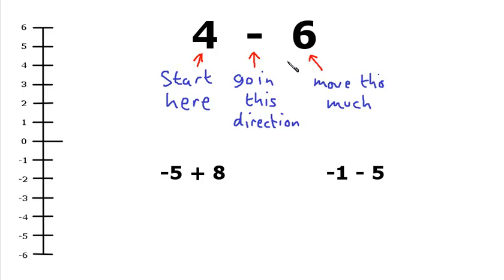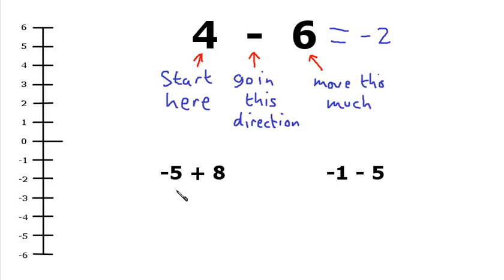So for this question, we're starting at +4, we're going down because it's a negative, and we're going down 6. So we start at +4, we go 1, 2, 3, 4, 5, 6, and so the answer to this question is -2.